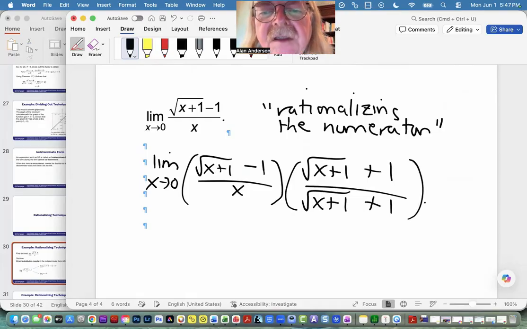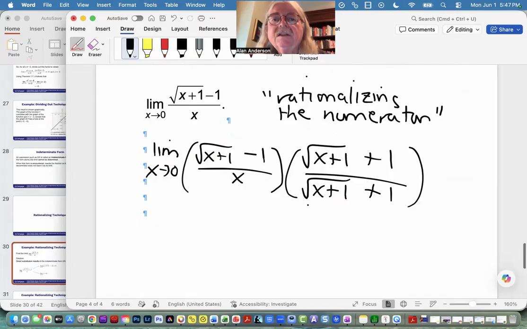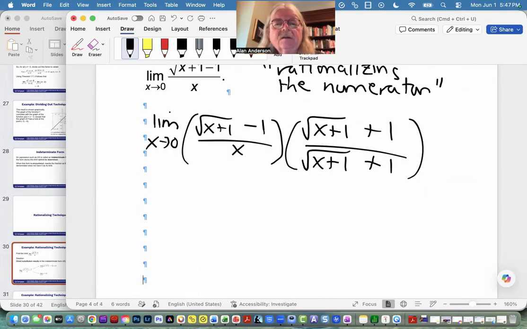Now, if you notice, the term on the right that I've just introduced is equal to 1 because the numerator and the denominator are equal to each other. The question is, why did I choose that particular form? Because the way it's set up in the numerator, this will get rid of all the square roots. Okay, so first let's do this. Let's multiply across the numerators.